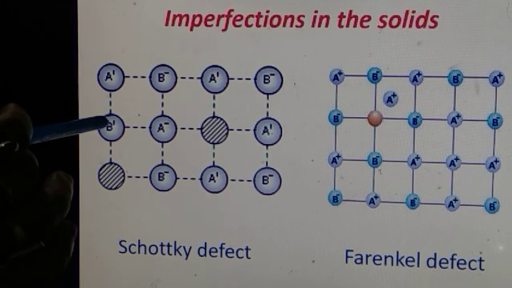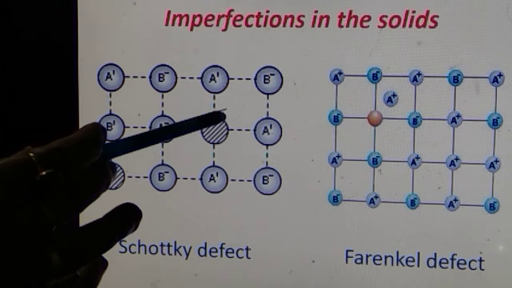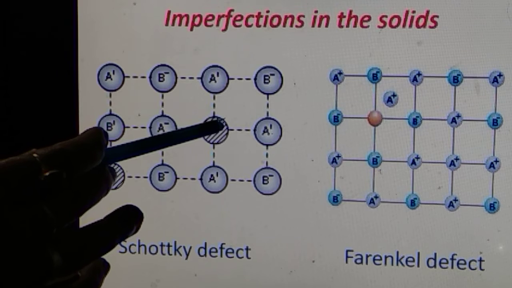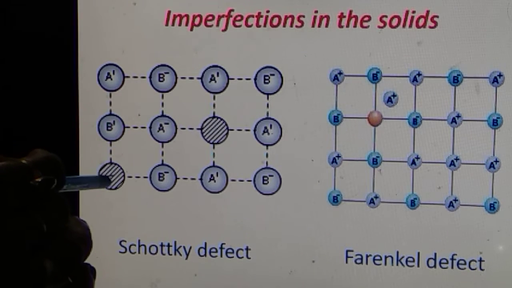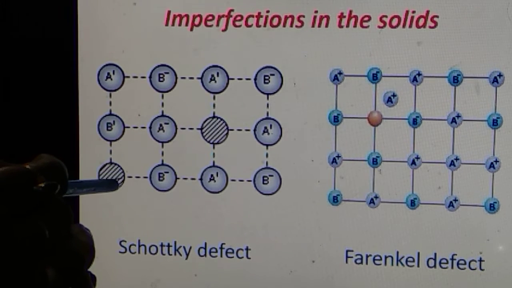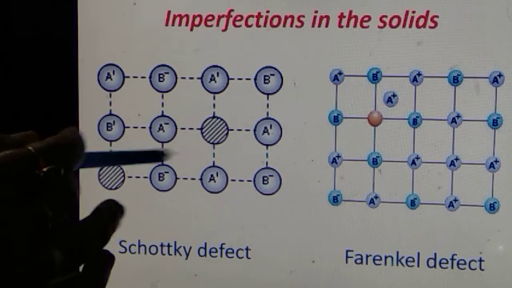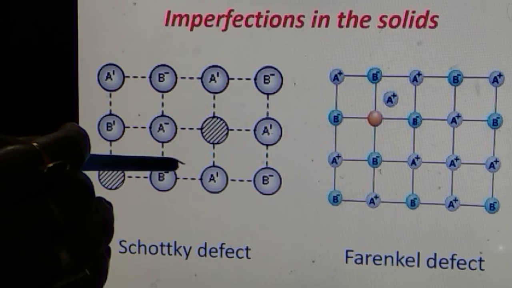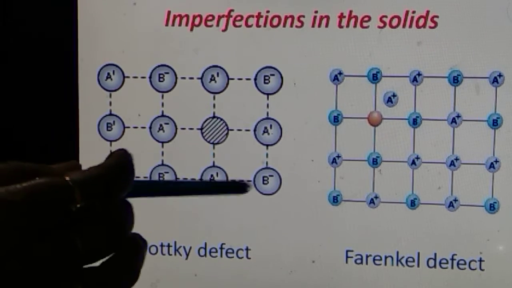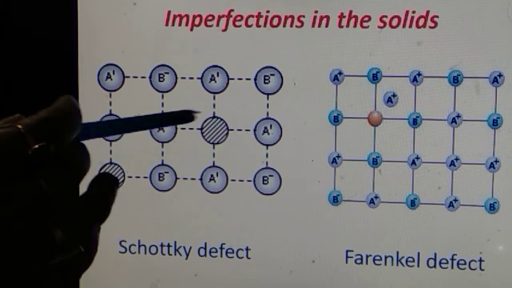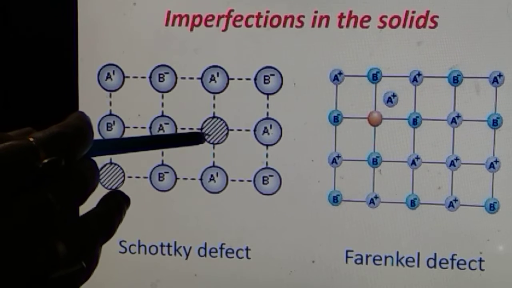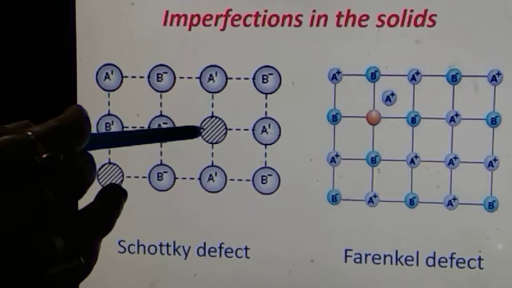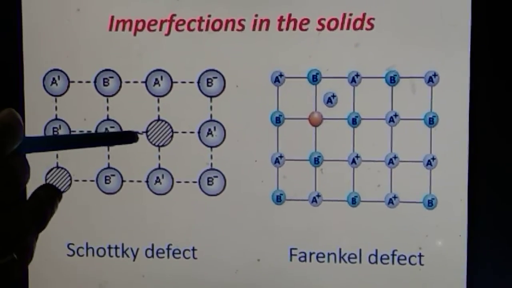So A plus B minus, A plus B minus. So the B minus ion place is here, and the A plus ion place is here. So equal numbers of cations and anions are missing, and this is known as the Schottky defect. So what is the Schottky defect? When in the solid, equal numbers of cations and anions are missing, the defect that the solid develops is known as the Schottky defect.